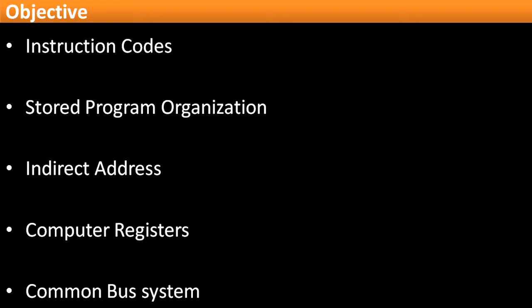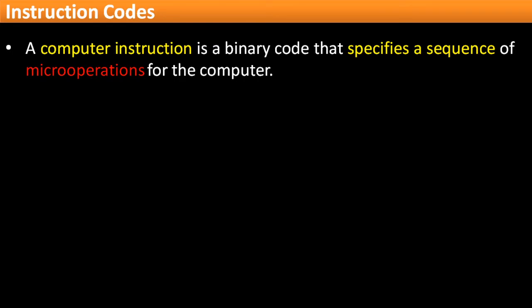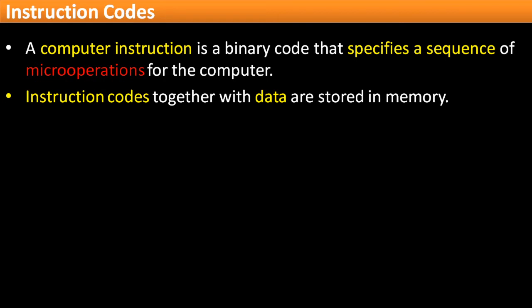Now, let us try to understand what is instruction code. Well, basically, instruction code is a binary code which actually specifies a sequence of micro operations for the computer which is under consideration. Now, the instruction codes, which are binary in nature, as well as the operand or the data, are usually stored in the same memory module.